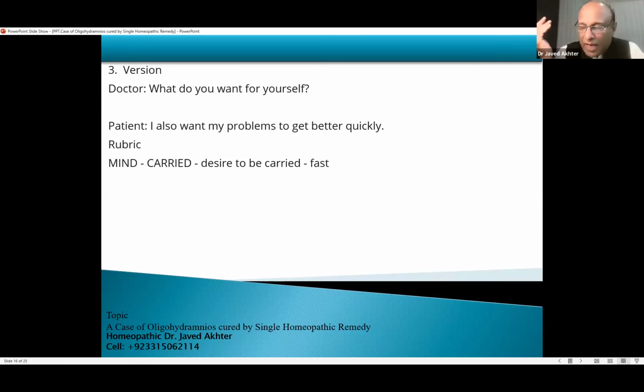And behind this, as you know, time is flying away, and the growth of the baby may get stuck. Therefore, the patient demands. So I took the rubric here: carried, desire to be carried first. What is the meaning of this? This patient desires to take the treatment as soon as possible, must be cured. So this is the meaning of this rubric.